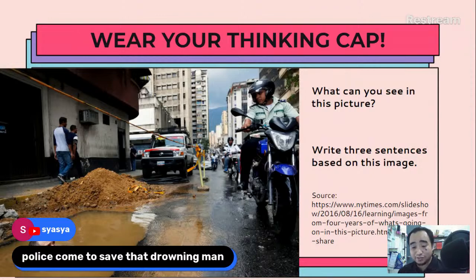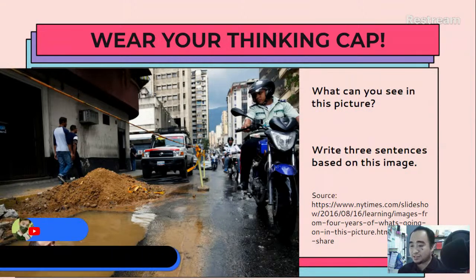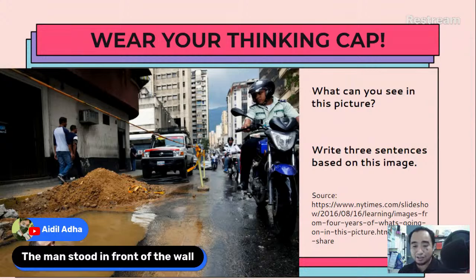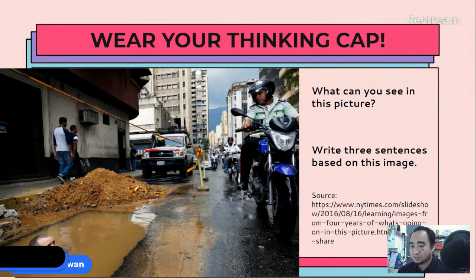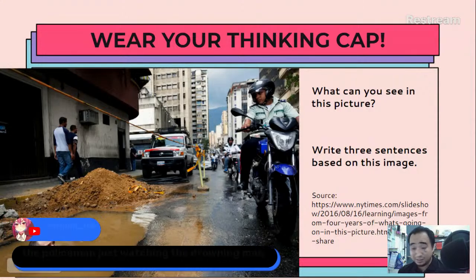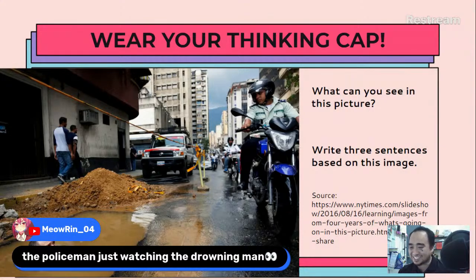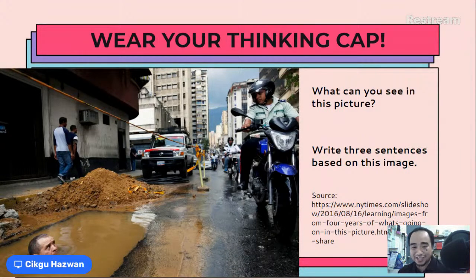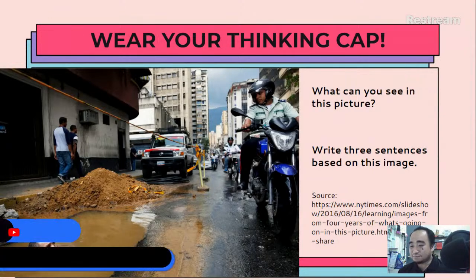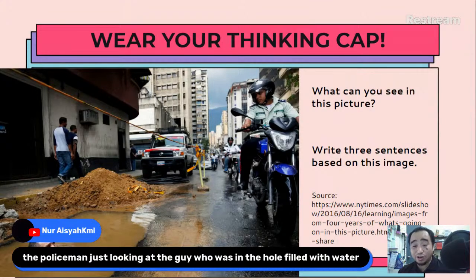Police come to save that drowning man. Yeah, most probably he's waiting. He's on the motorcycle, looking at the person in the manhole, and then trying to save him. A man stood in front of the wall. There's a man standing in front of the wall. Okay, good. So there are a lot of answers that you can take from this image. The policeman just watched the drowning man. Okay, how do you know, based on the facial expression, that the person is drowning? He's very calm. He's not drowning, actually. The policeman just looked at the guy who was in the hole filled with water. Wonderful.